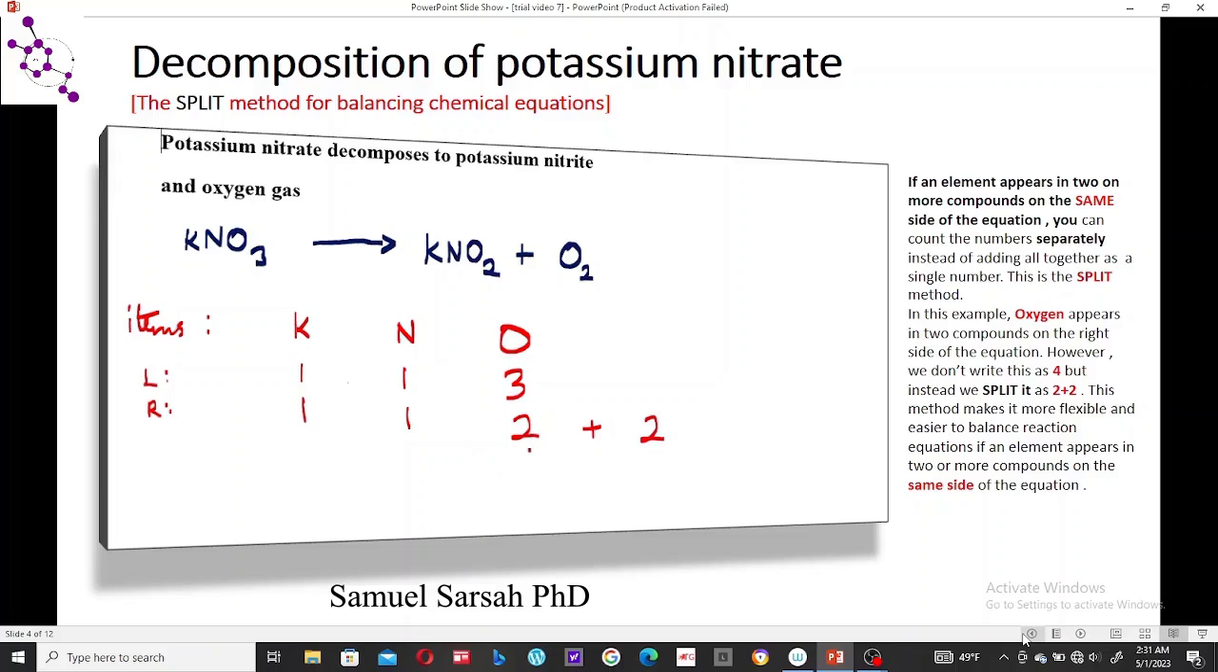So now let's focus on the oxygens. On the right side you have 2 plus 2, so there are 4 here. Let's make this here 2. So this 2 means that we have 6 oxygens on the left side. You see that splitting this into 2 makes it easier because we have 2 here.